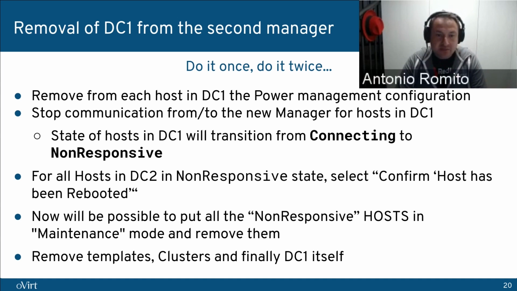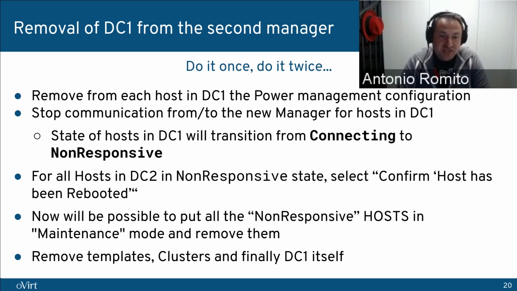Later, we will stop communication from and to Rev Manager for hosts in Data Center 1 to force the state of the hosts in non-responsive. At this point, Rev still knows those hosts, but is unable to contact them or fence them, and manual intervention is needed in order to move forward. We need to remove those hosts from the environment, only in the database, but again, this can only happen if there are no VMs running on those hosts.